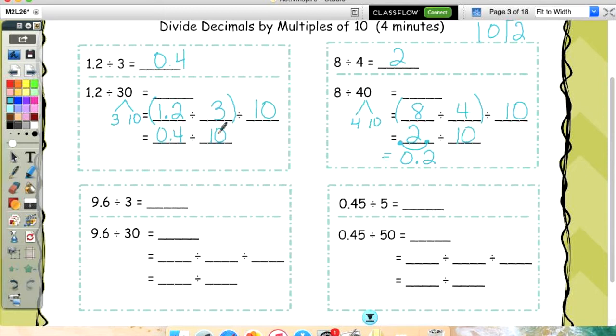Hop the decimal. How many places? Once. Which way? Left, because we're dividing. Okay, this is sort of a mental math strategy, because technically we could probably hop that decimal in our head to figure out the answer. Okay, let's go down to the next ones.